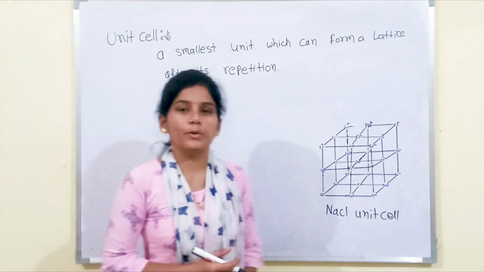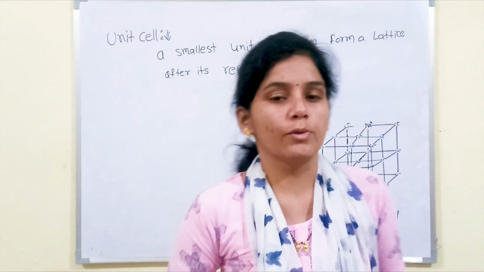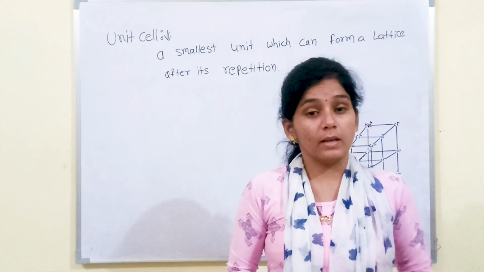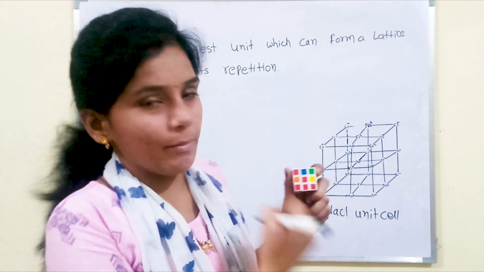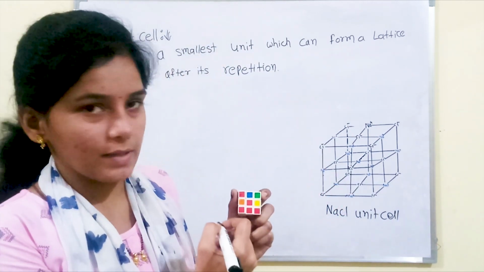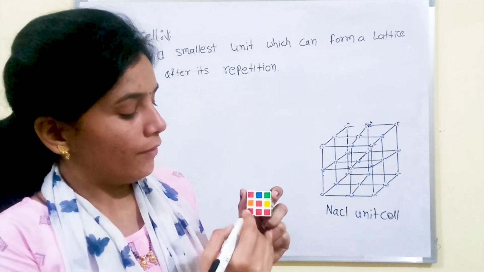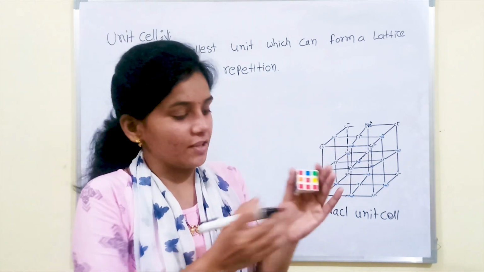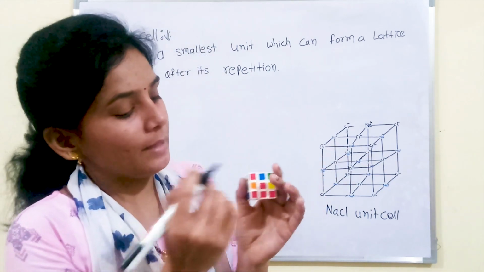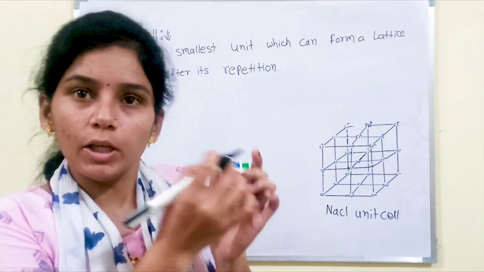Then what is meant by unit cell? A unit cell is nothing but the smallest unit which can form the lattice after its repetition. Here we can see a number of cubes. Various cubes are available, but if we consider any cube which can repeat itself to form a bigger structure, that one particular cube is the unit cell.